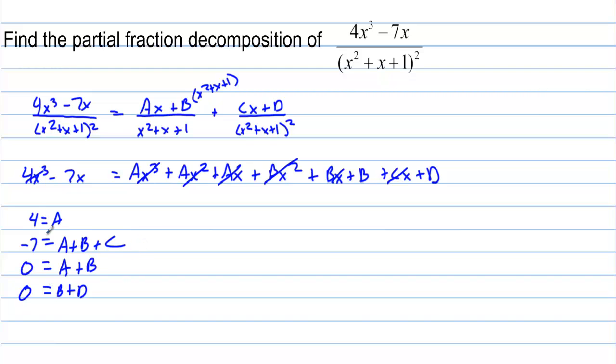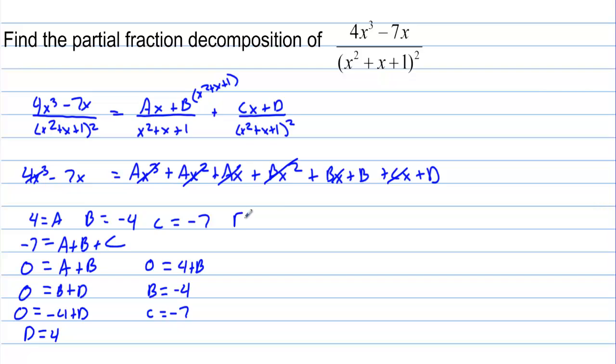Well, we know that a is 4, so if we go down here, we have 0 equals 4 plus b. Now b is equal to negative 4. If we have 4 plus negative 4, or we could look at it this way, a plus b is 0. This piece is 0, so c must be negative 7. C is negative 7. And then we have a is 4, b is negative 4, c is negative 7, and we need d. But we know b is negative 4. We have 0 equals negative 4 plus d. D now is 4.